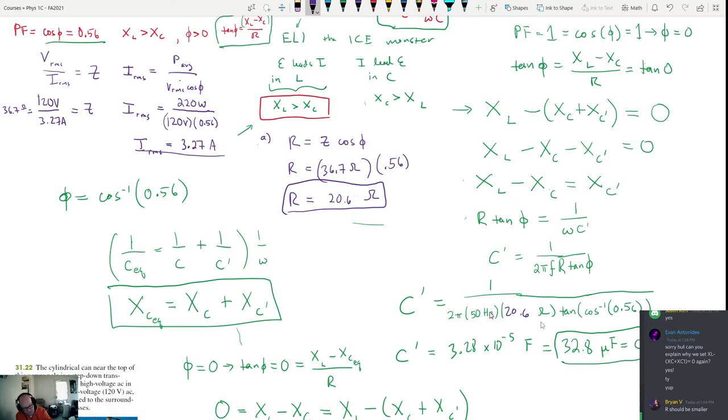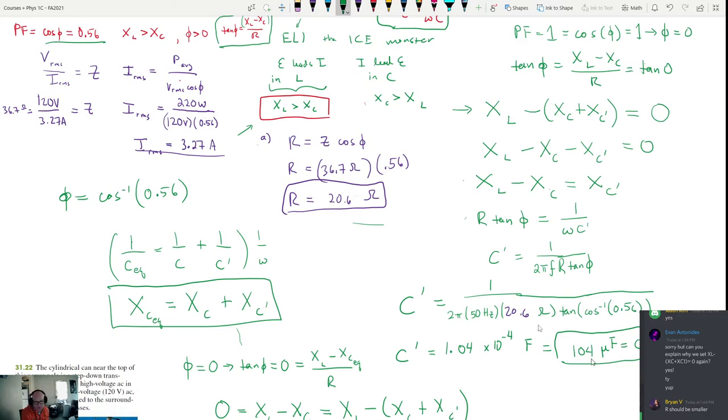which is going to change our capacitance. 1 divided by 2 pi times 50, times 20.6, divided by the tangent of the arc cosine of 0.56, equals. I get 1.04 times 10 to the negative 4. This would be 104 microfarads.